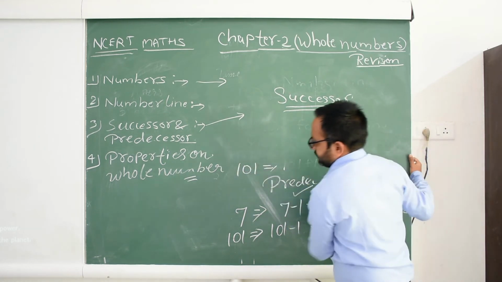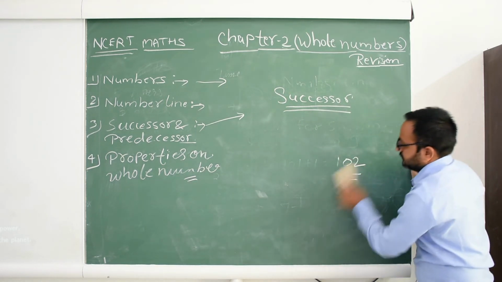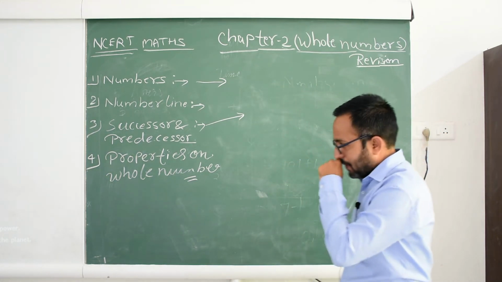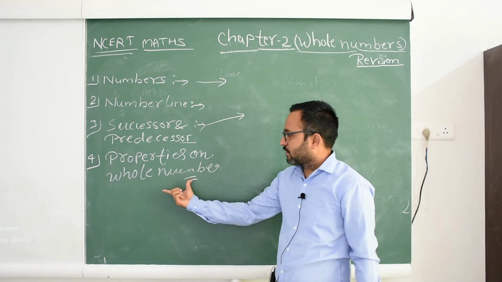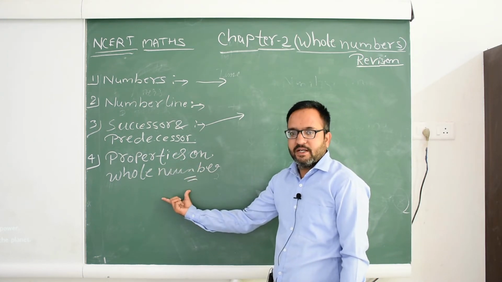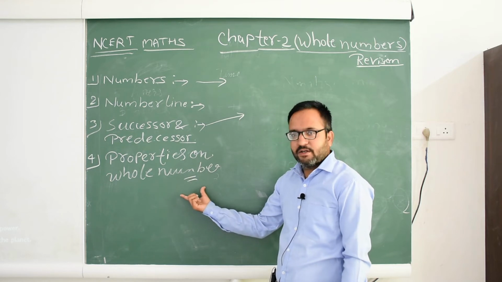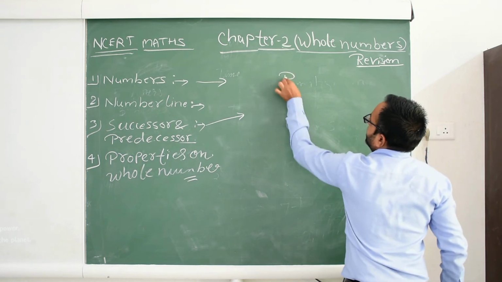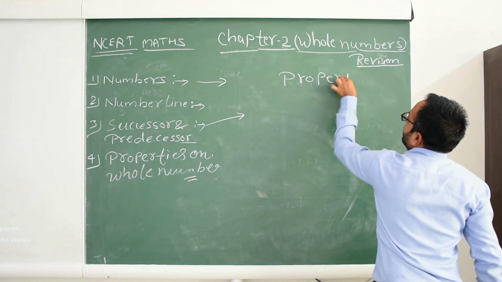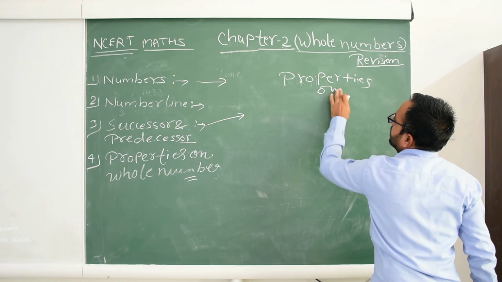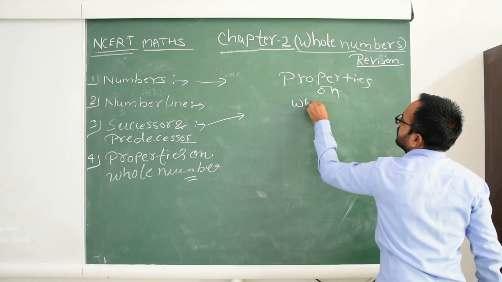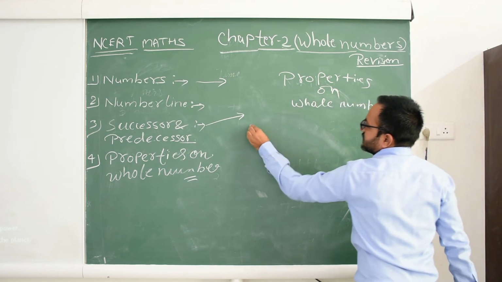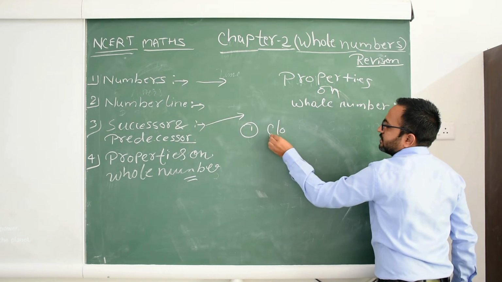Now, the last topic in your chapter 2, and this is a very important topic: properties of whole numbers. Okay, this is a very important topic, so please see carefully. Properties on whole numbers. So your first property is closure property.